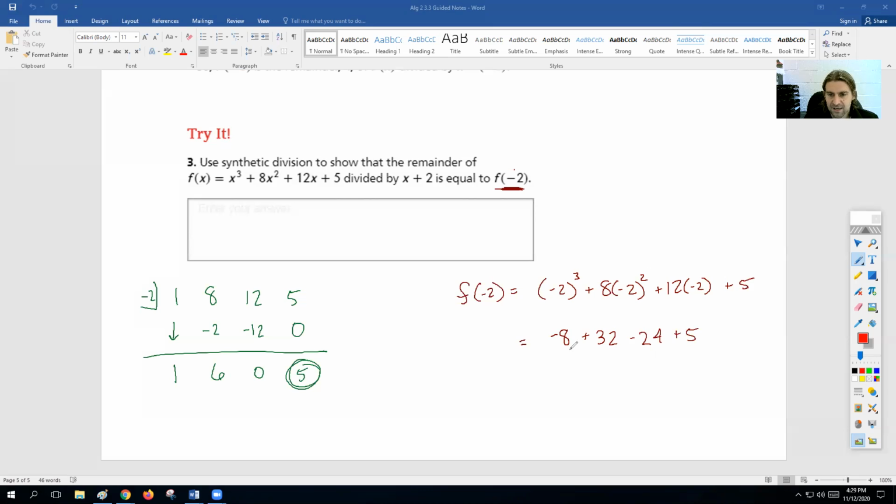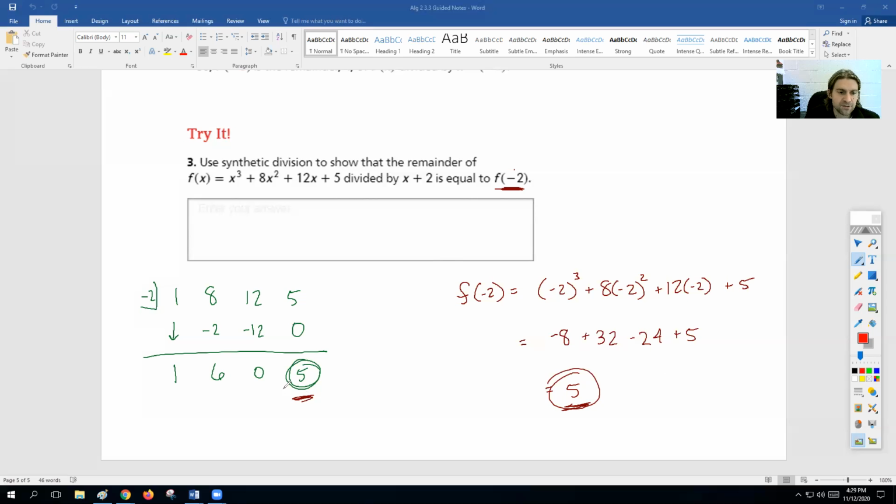Let's start adding these together. -8 plus 32 is 24. 24 minus 24 is 0. 0 plus 5 is 5. So the remainder theorem works. With synthetic division, we get 5, and plugging it in, we also get 5.